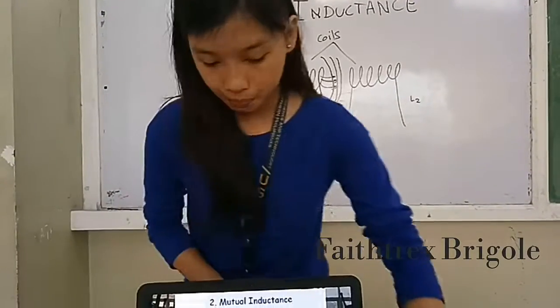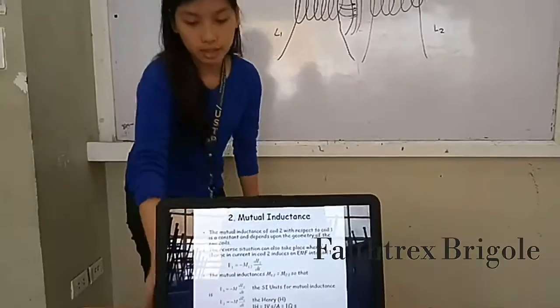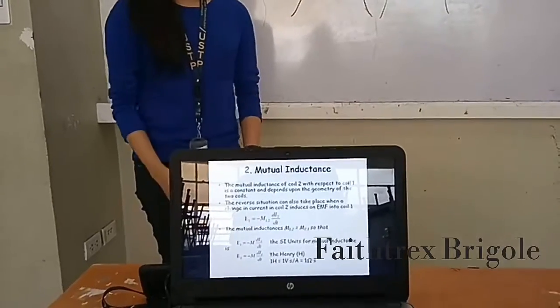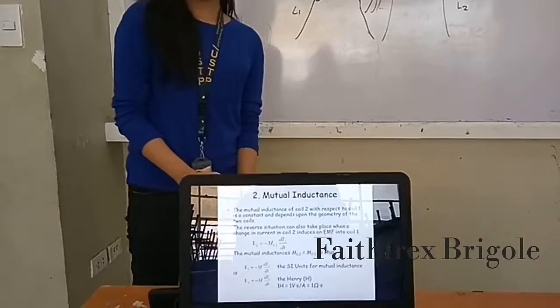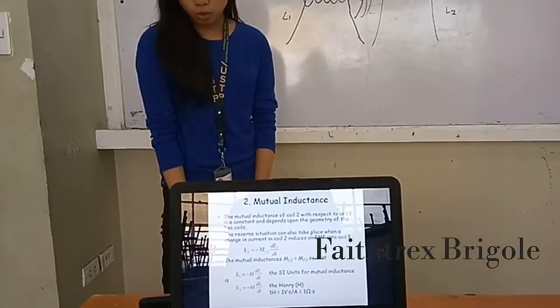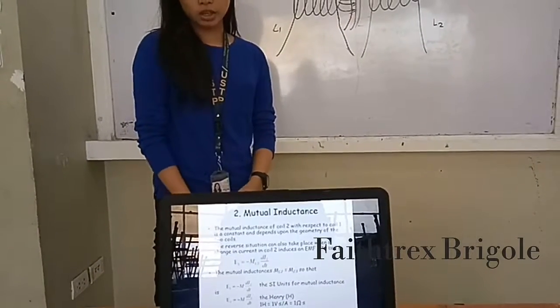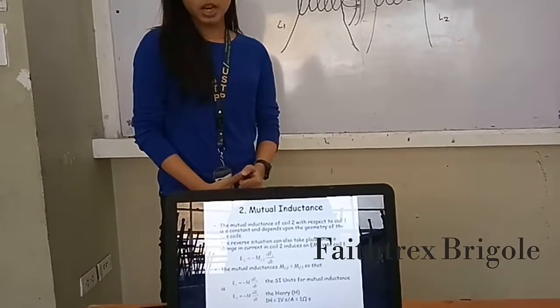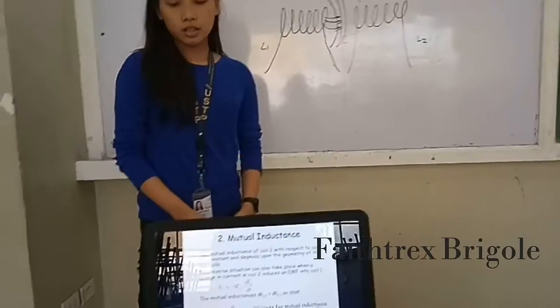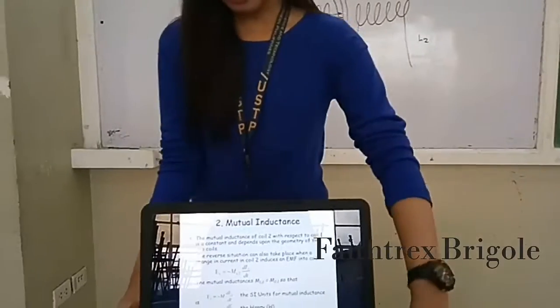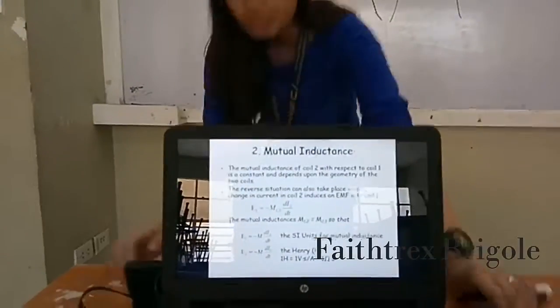The mutual inductance of coil 2 with respect to coil 1 is constant and dependent upon the geometry of the two coils. The reverse can also take place when a changing current in coil 2 induces an EMF in coil 1. So, here is the formula in getting the mutual inductance.